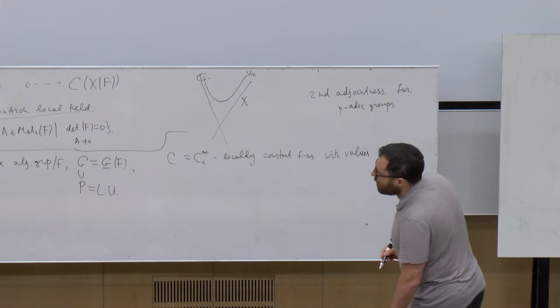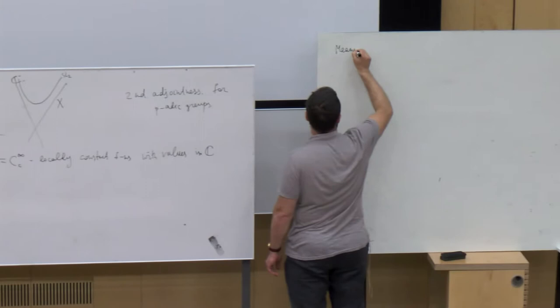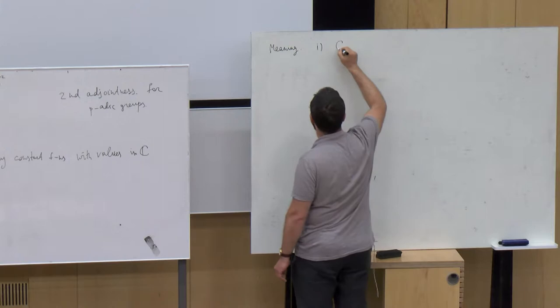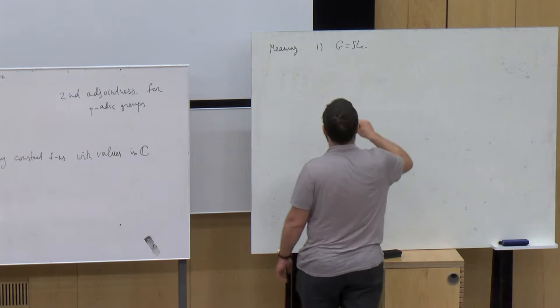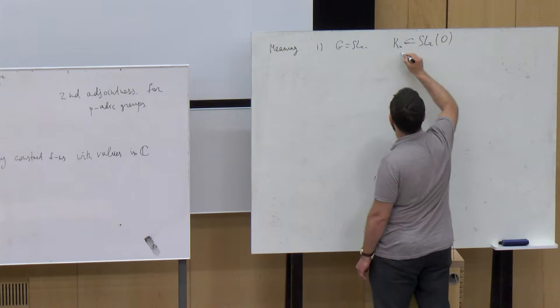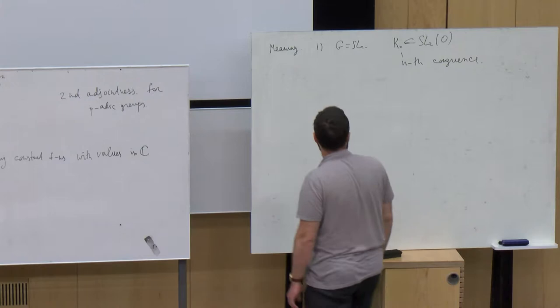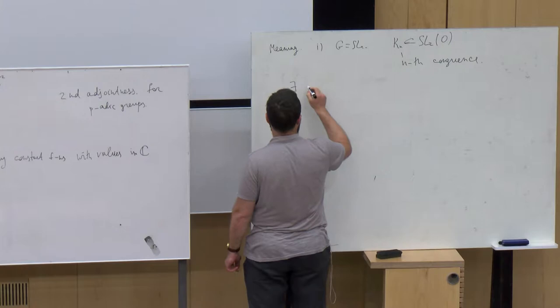Okay. So let me explain the meaning of this. Let me first do it for SL2, and then treat the general case. So let G be SL2. Well, to be concrete, let's fix K_n to be the nth congruence subgroup. So then I claim that there exists a canonical partial bijection.